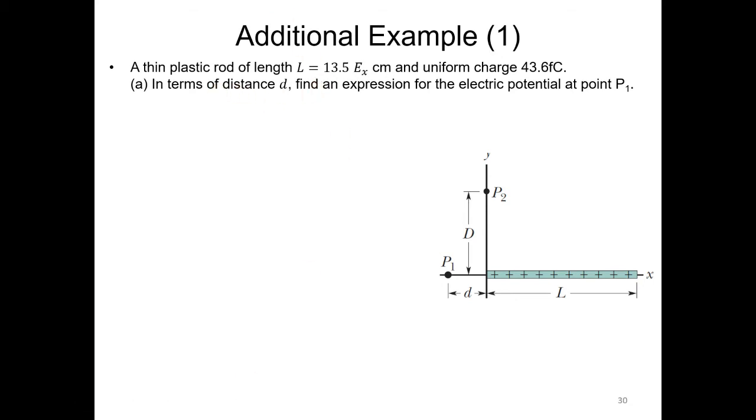So here we have a thin plastic rod of length L equals 13.5 centimeters and uniform charge. In terms of distance D, find the expression for the electric potential at point P1. Find the electric potential.